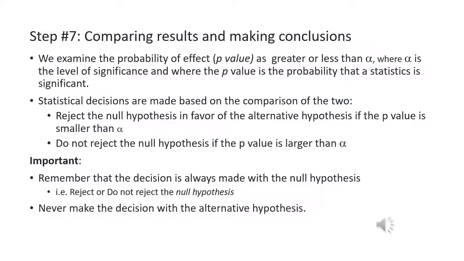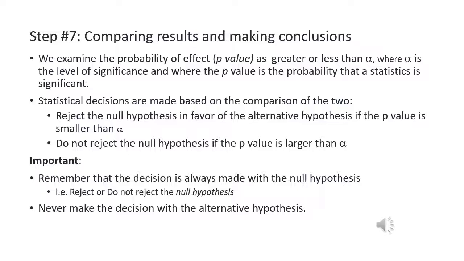So step 7 is where you're going to compare results and draw conclusions. You will be examining the probability of the effect, which is the p-value, as greater or less than alpha, where alpha is the level of significance, and where p-value is the probability that a statistic is significant. So statistical decisions are made based on the comparison of the two. You reject the null hypothesis in favor of the alternative hypothesis if the p-value is smaller than alpha, and you do not reject the null hypothesis if the p-value is greater than alpha.